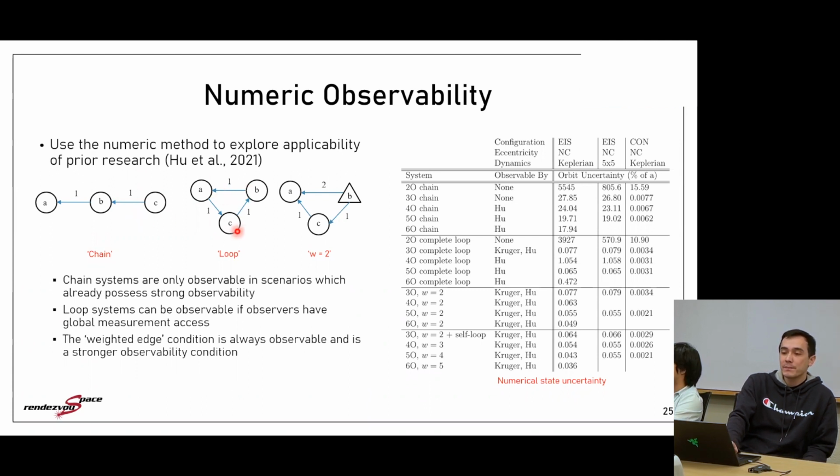We have a loop where we just take the chain and close it up with an extra bearing angle. And we have this weight condition, which I've proposed here, where we have these 2 weighted edges in the graph. We say that's observable.